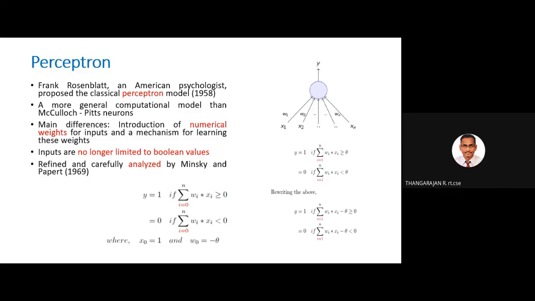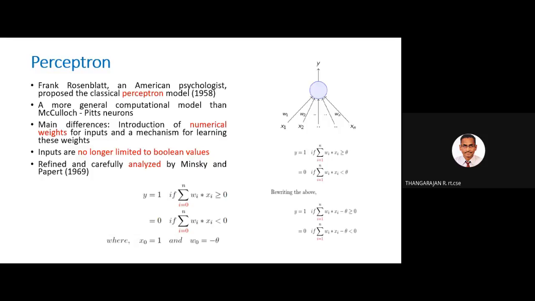And what is that w0? W0 is the theta. I told you, the threshold. The threshold itself can be learned. Okay, that's an advantage. In the case of McCulloch-Pitts, the threshold you cannot learn. The threshold has to be set by the programmer. But here in this case, the threshold can be learned, and the input weights can also be learned.